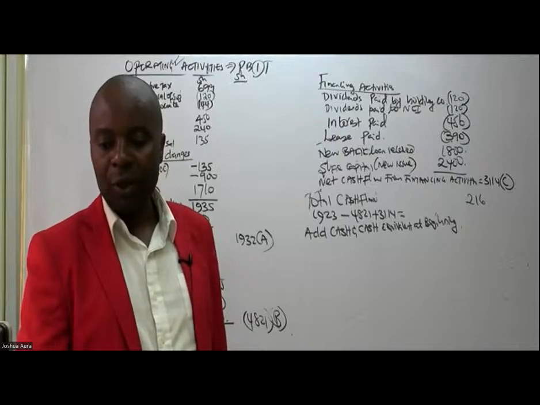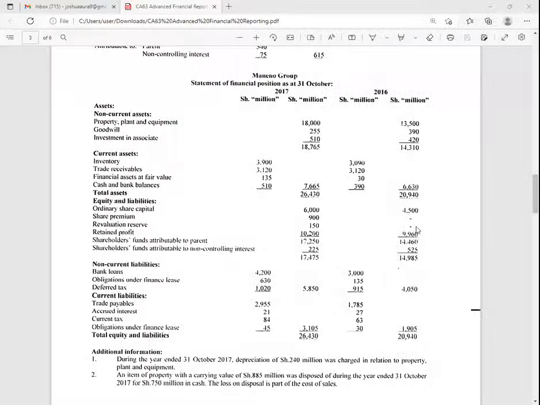So when you talk of cash and cash equivalents at the beginning, you come and take the financial assets at fair value, 30, plus 390. So we have 30 plus 390, which gives me 420. So 420 plus 216 will give me 636. So these 636 must be the cash and cash equivalents at the end, the closing basically, and we can confirm that.